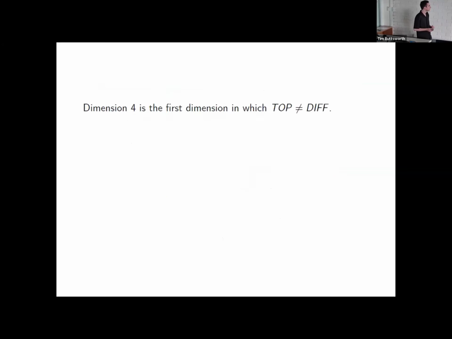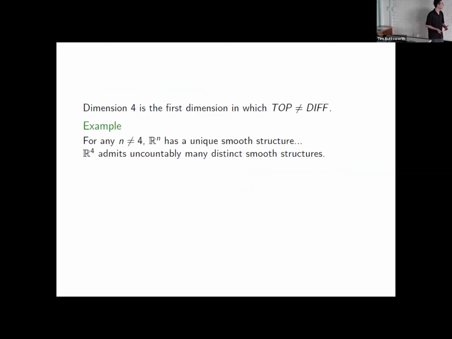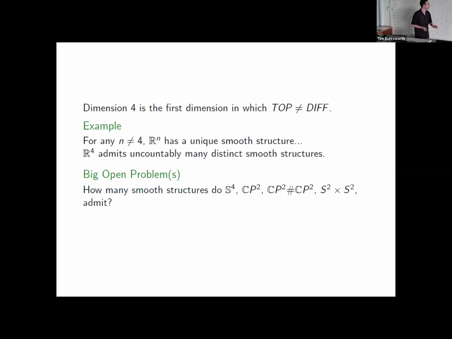And I mean, dimension 4 is a crazy place. It's the first dimension where we get a split between the topological and differentiable categories. So the first example is that for any dimension other than 4, boring old Euclidean space has a unique smooth structure. And then R4 comes along and you don't just have another one, or a few, or countably many, you've got a continuum of distinct smooth structures. So if that doesn't give you nightmares, I don't know what will.